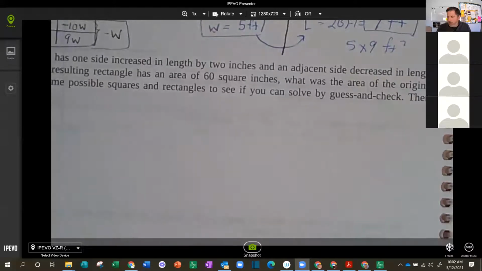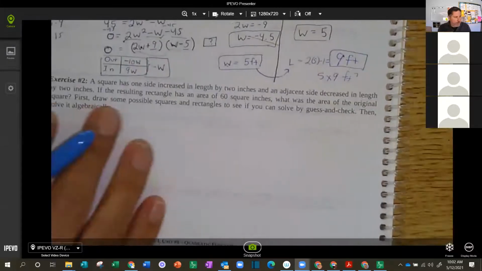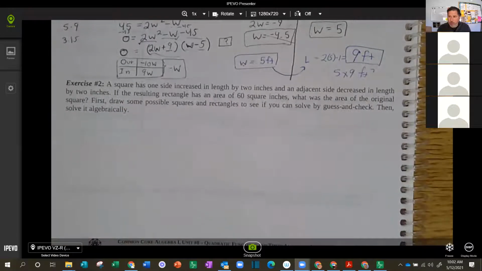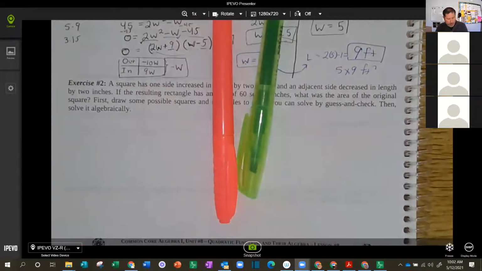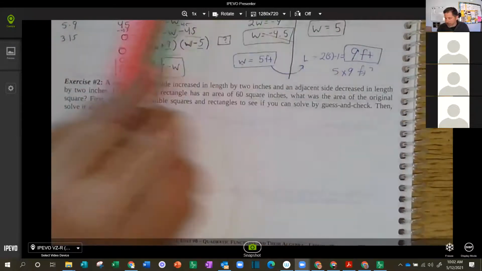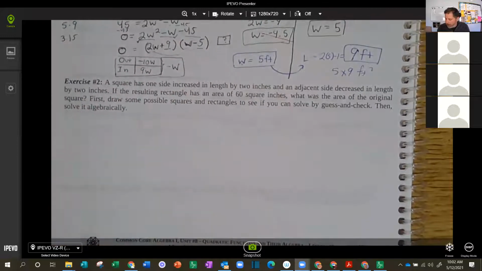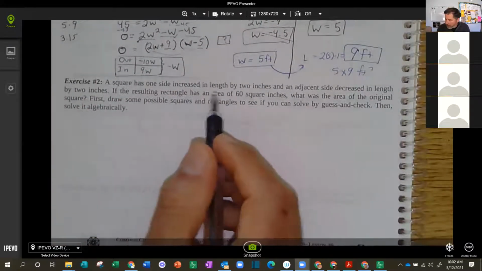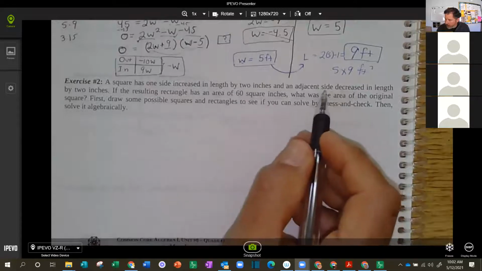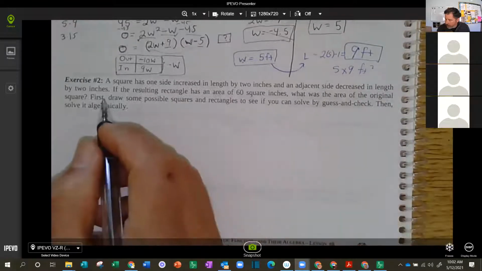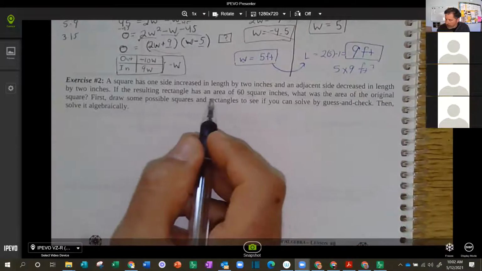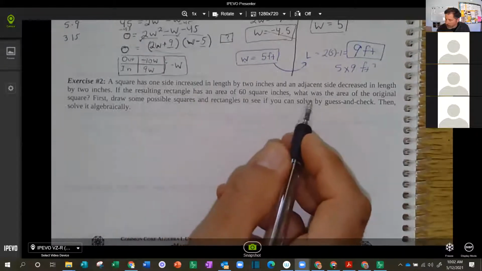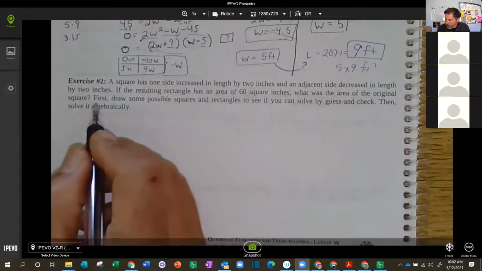This one is a little more complicated. Could you underline words with me as I read it? And again, it's awesome if you have a highlighter to use, but not everyone does, so I'll just leave it at that. A square has one side increased in length by 2 inches, and its adjacent side is decreased in length by 2 inches. If the resulting rectangle has an area of 60 square inches, what was the area of the original square?